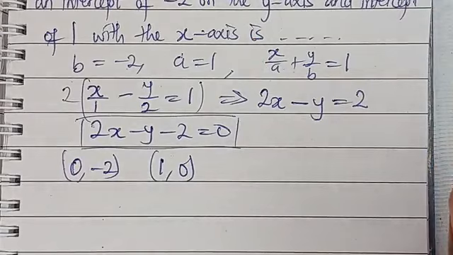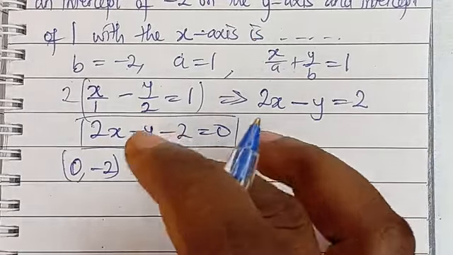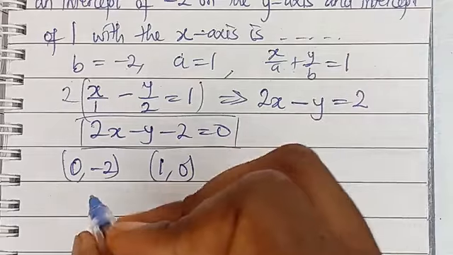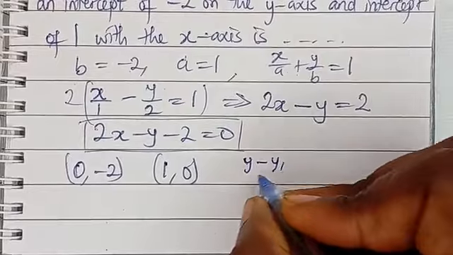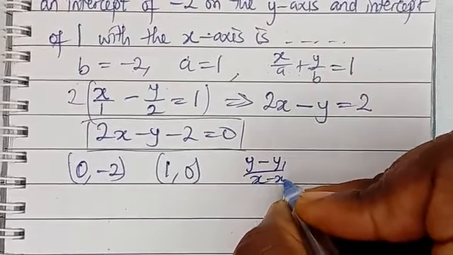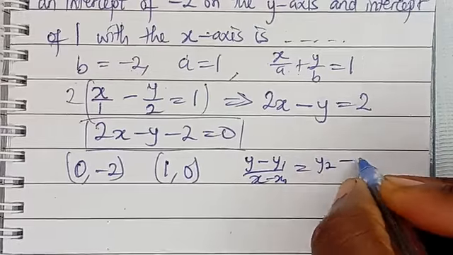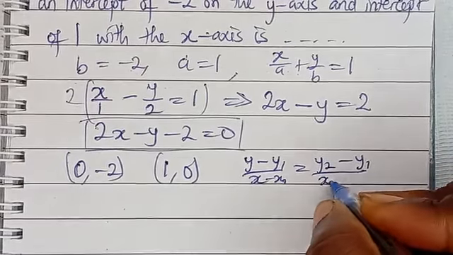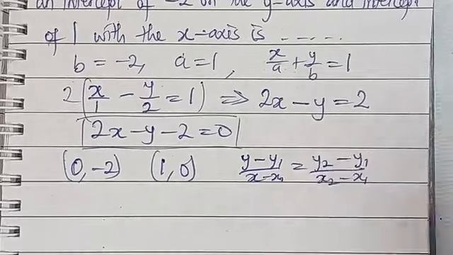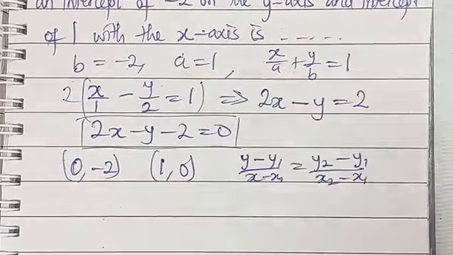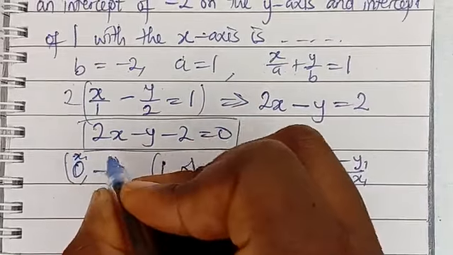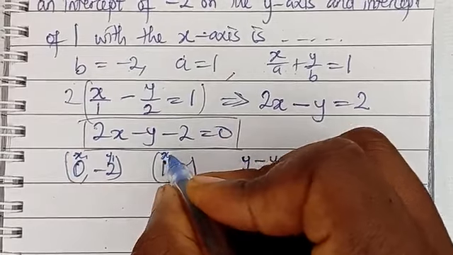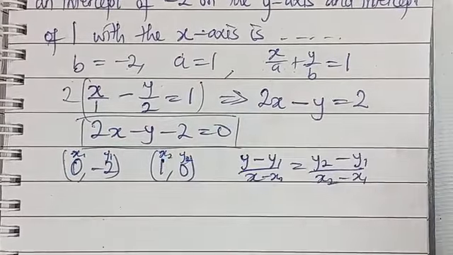Now, solving the equation of a line when we know 2 points on it, this is the relationship. We have y minus y1 over x minus x1 is equal to y2 minus y1 over x2 minus x1. We're using this to test whether we are going to arrive at this exact equation. So this is x1 y1, x2 y2.